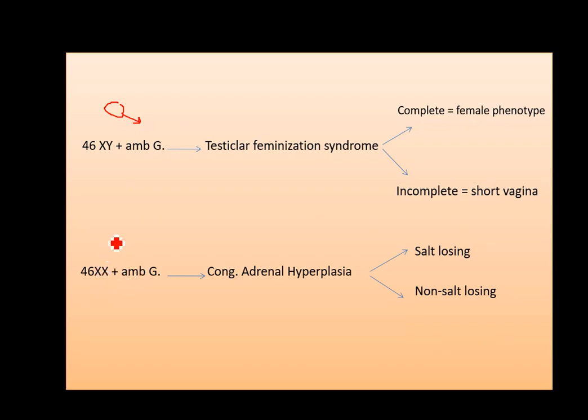Other disorder: karyotype 46XX means a female with ambiguous genitalia. This leads to congenital adrenal hyperplasia, which can be either salt losing or non-salt losing.